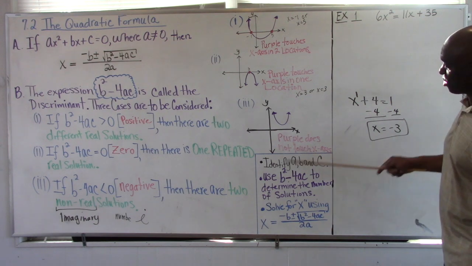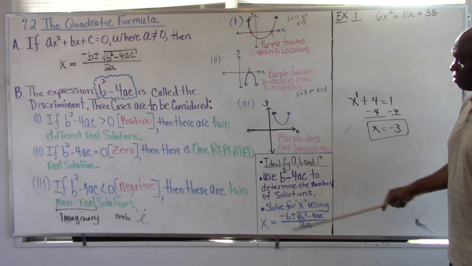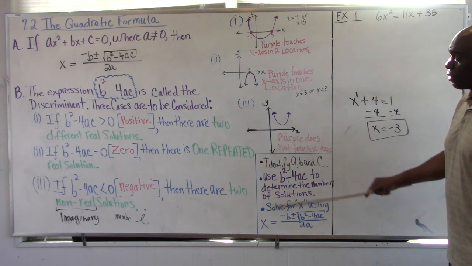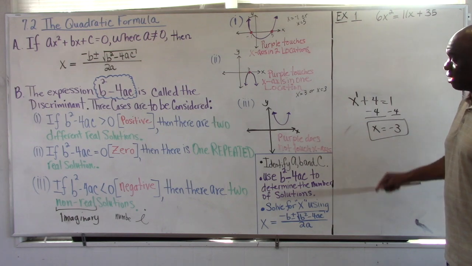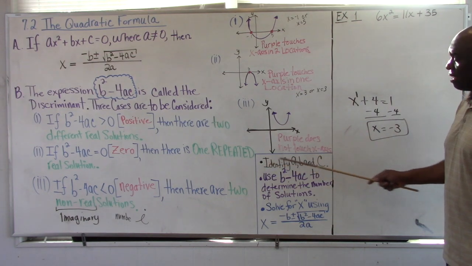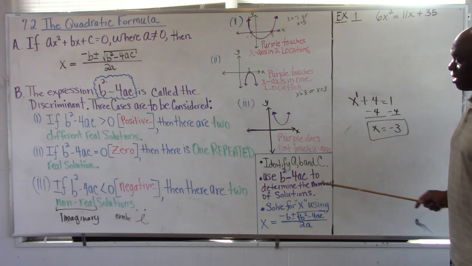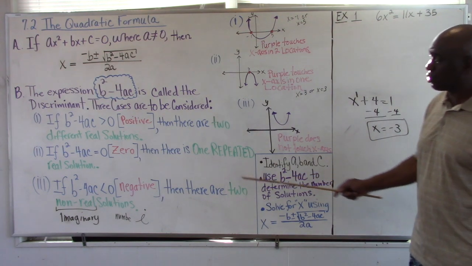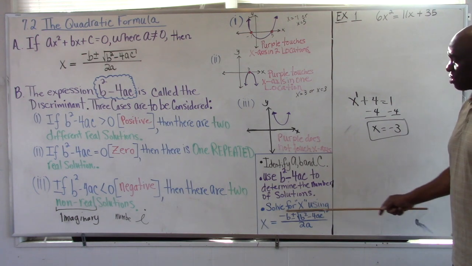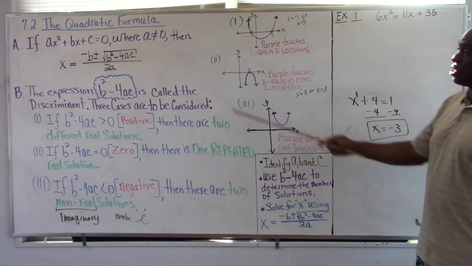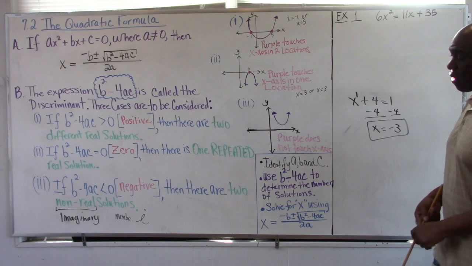And so now in this section right here, here are the directions for the problems or the examples we're going to look at. So first you're going to identify ABC, and then we're going to use b squared minus 4ac to determine the number of solutions, which is right here. And then we're going to solve using the quadratic formula, which is right there. All right, let's get on with it.